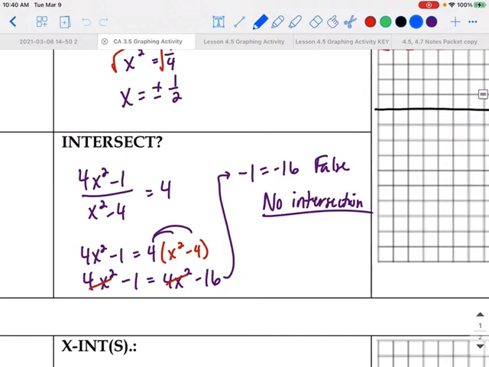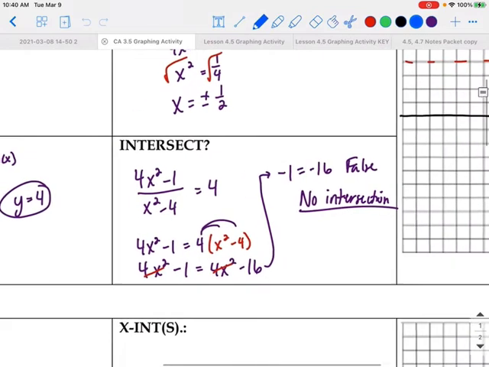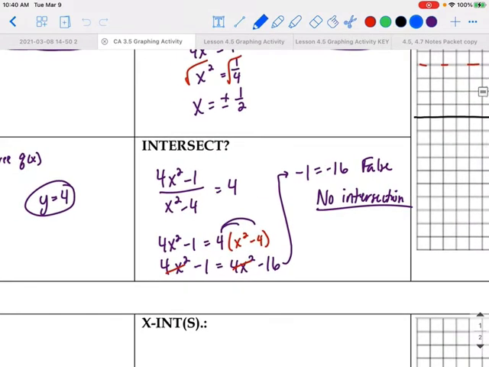Next, I need to see if my graph intersects my horizontal asymptote. So I'm going to put my function and set it equal to the horizontal asymptote, which we found to be 4. To solve, I multiply the denominator over to the right side. I wrote that in red. Distribute the 4. And then I notice that my 4x squareds cancel out, and I'm left with negative 1 equals negative 16, which is a false statement. So no, my graph does not intersect my horizontal asymptote.